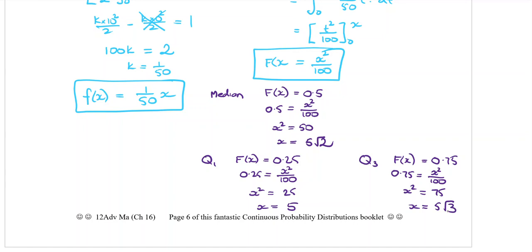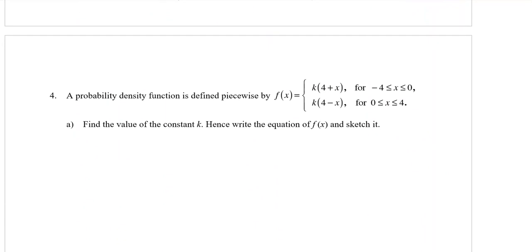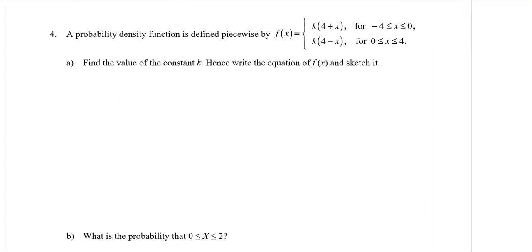Okay, question 4. A probability density function is defined piecewise by that lovely equation there. So they're saying there's two separate equations depending on the x value. Anytime that x is between -4 and 0, we would use that equation. When we're between 0 and 4, we use the second equation.